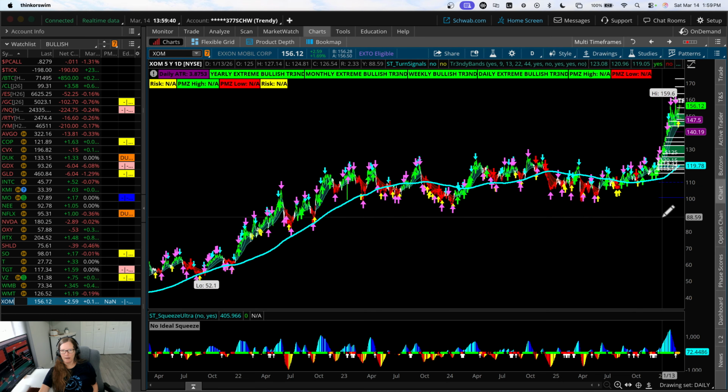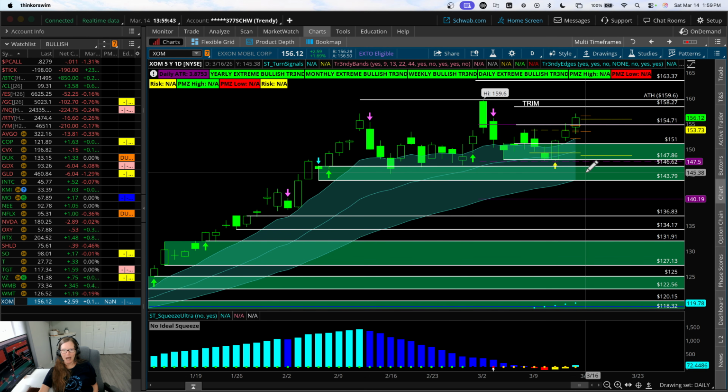ExxonMobil is the last one I'm going to talk about. Now understand, I would not be taking every single one of these trade ideas. I'm looking for 2 to 5 good setups. So I have my alerts set and I will initiate swing trades as the market and these names are in demand zones. Okay, I want to see good market conditions before I'm willing to put a lot of my capital into swing trading.